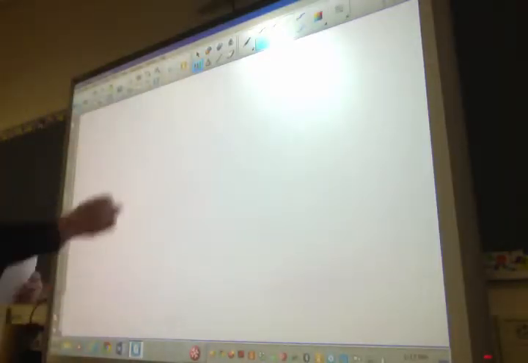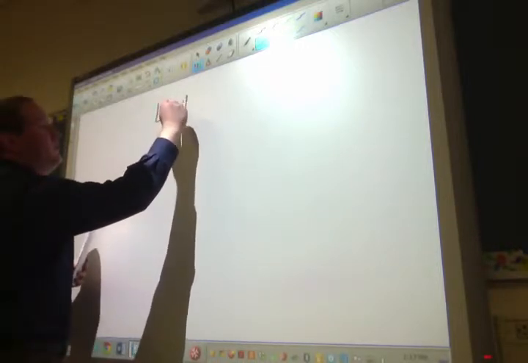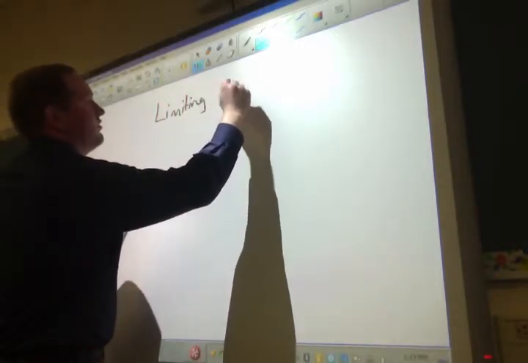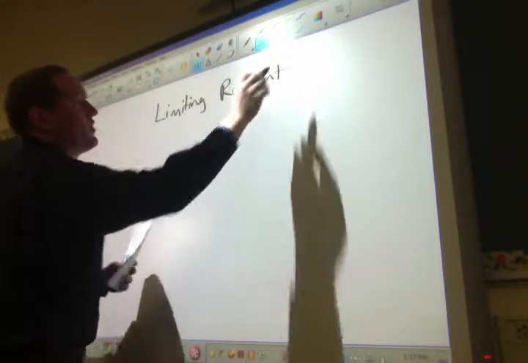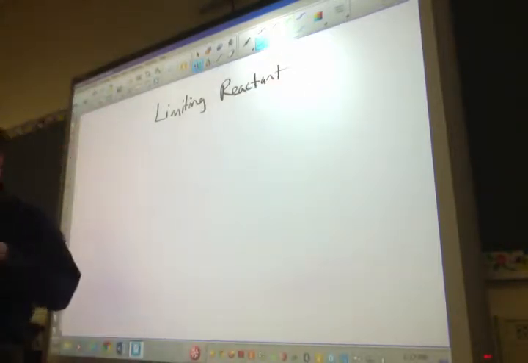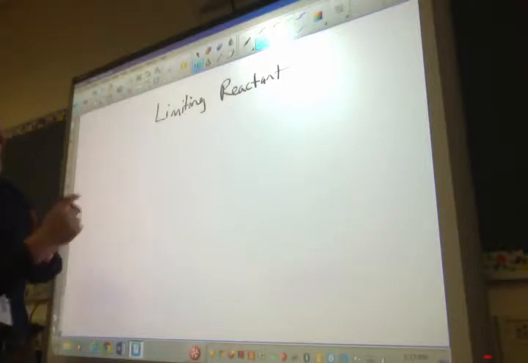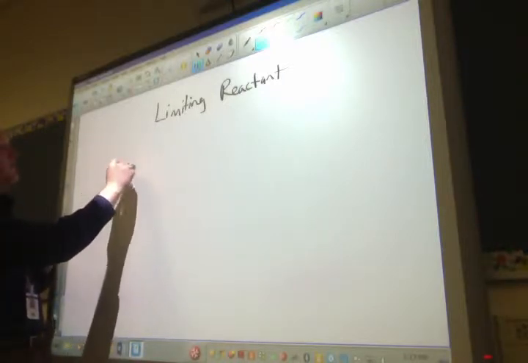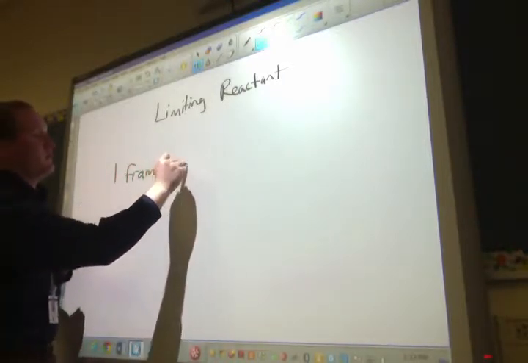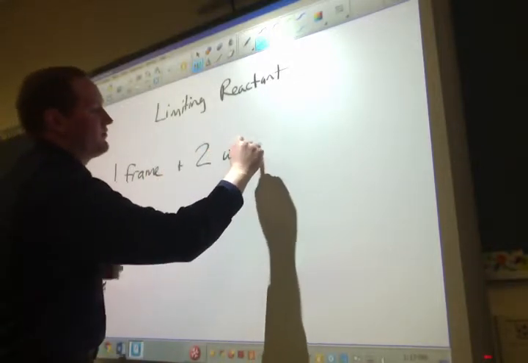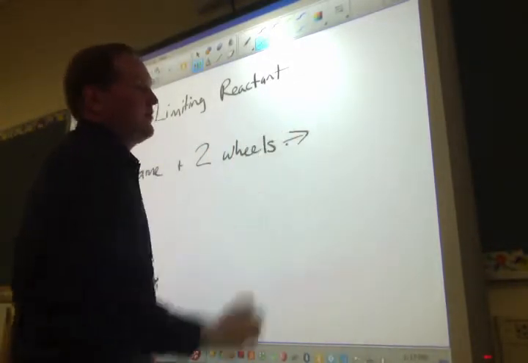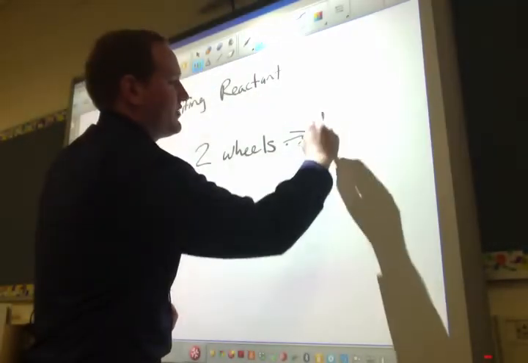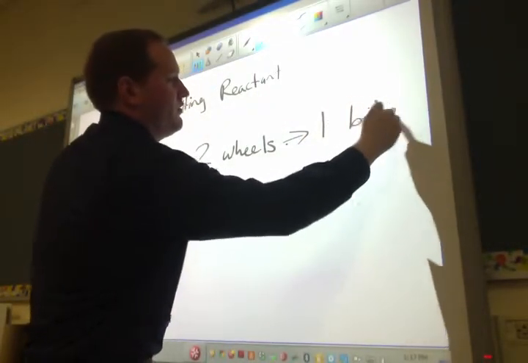All right, so today we're covering what we call limiting reactant. And the way I like to introduce this is with a little analogy. Let's imagine that you are a bicycle maker, making very simple bikes. So to make a bike, you take one frame plus two wheels. And again, we'll keep it so simple that it's just this stuff. And that's going to yield one bike.